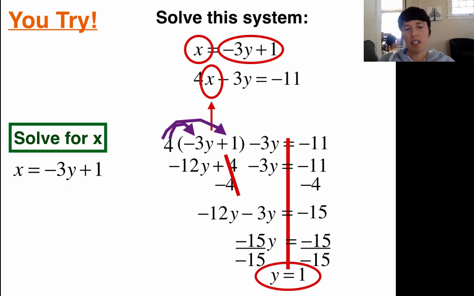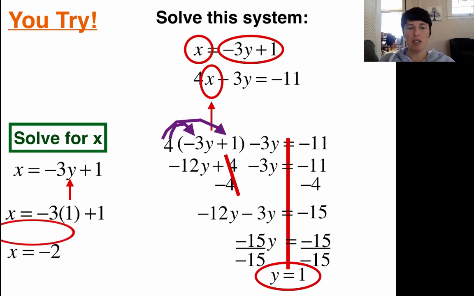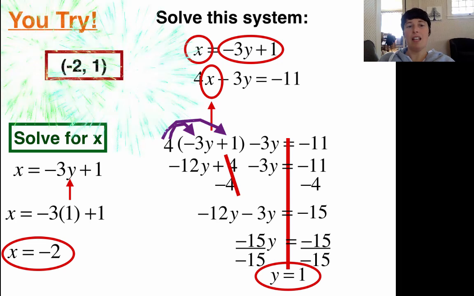And now that y is equal to 1, I can replace the 1 in there and do some quick math. So x is going to equal negative 3 times 1 plus 1. And that's going to be negative 2. So there's our second solution. So to wrap this up, these two lines are going to cross at the point negative 2, comma 1. That's the point of intersect on the graph.